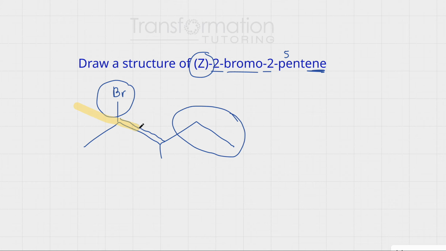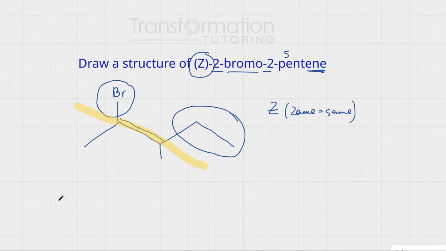So I basically put a line through the double bond, and I see if these 2 groups are on the same side or opposite. In this case, the 2 groups are on the same side of the double bond, so this is Z. Z, you can memorize: same. So when the 2 groups that you circled are on the same side of the double bond, that's Z.